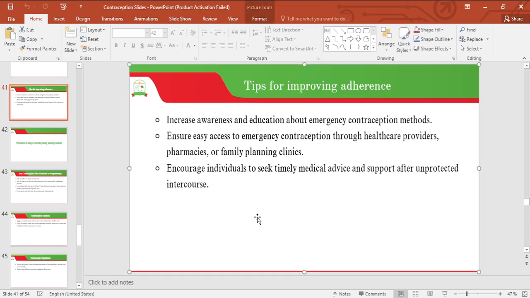Let's look at tips for improving adherence. The first tip is to increase the awareness and education about emergency contraception methods, because many people out there may not know about the use of the emergency contraception method. Second tip is to ensure easy access to emergency contraception through healthcare providers, pharmacies, or family planning clinics. They must be availed. The third tip is to encourage individuals to seek timely medical advice and support after unprotected intercourse.